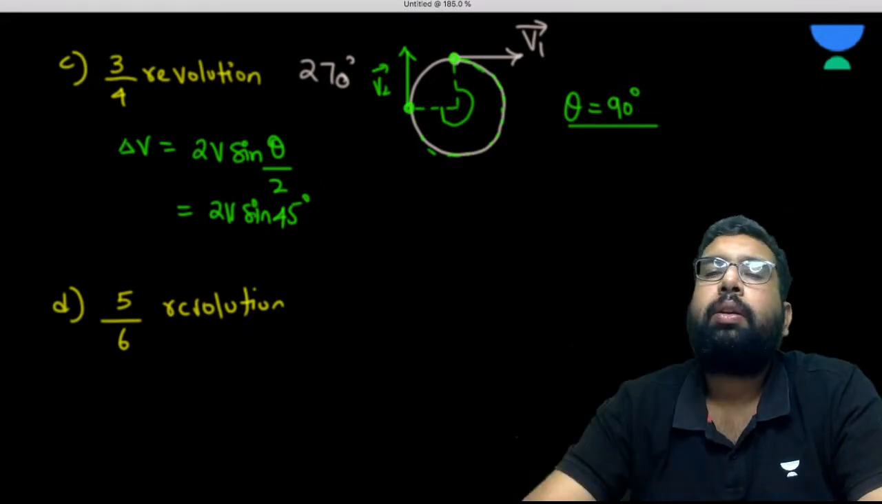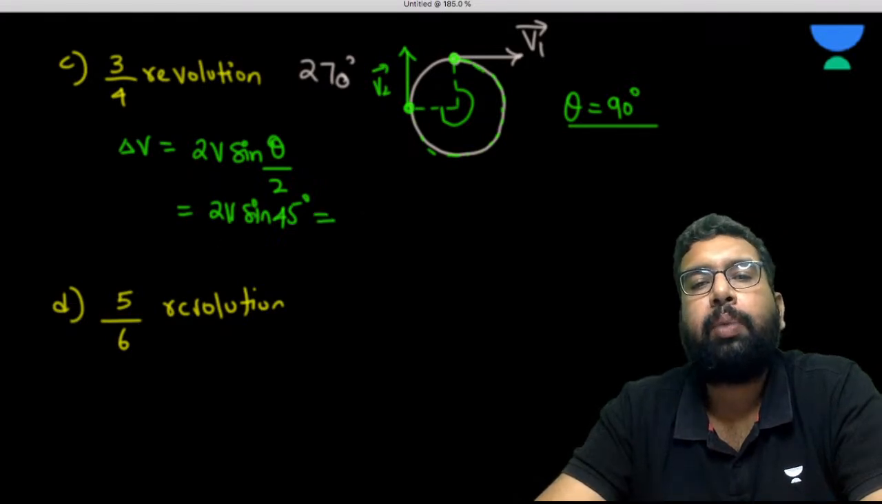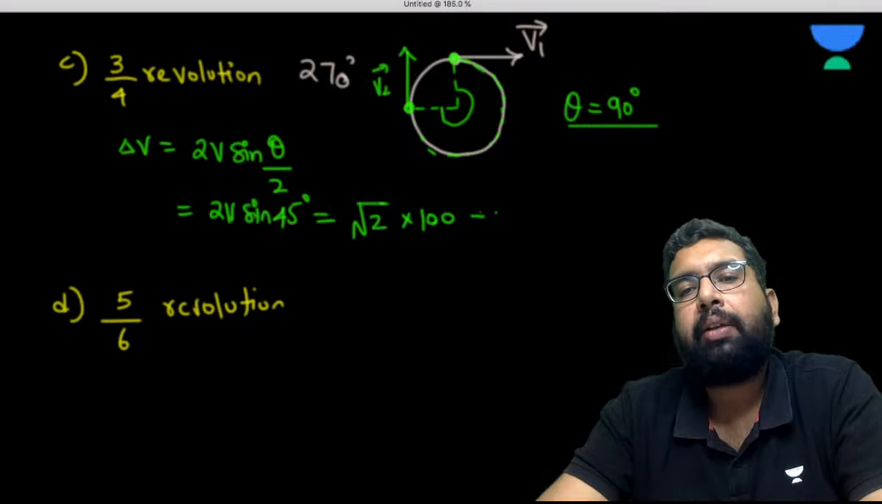Okay, so now please listen to me. This is going to be 2v sin 45, so it is going to be again root 2 into v. Now in this case, this v is 100. Please understand this. So this is 100 root 2.